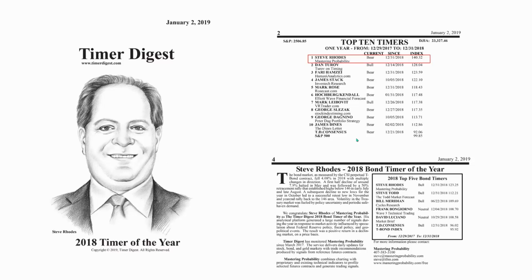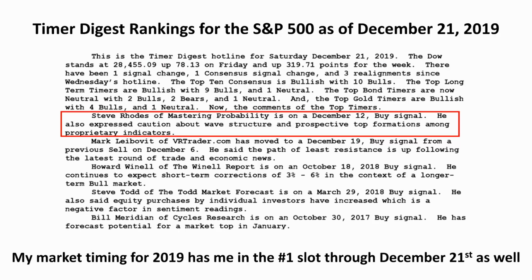In 2019, as of December 21st, I was still in that lead spot. As it turned out, for 2019, I ended up finishing second amongst all of my peers out there. Now, when I say second, I would have been in first place if the S&P 500 had closed 1.5 points higher on December 31st. That's how close the race was. It went to decimal points.